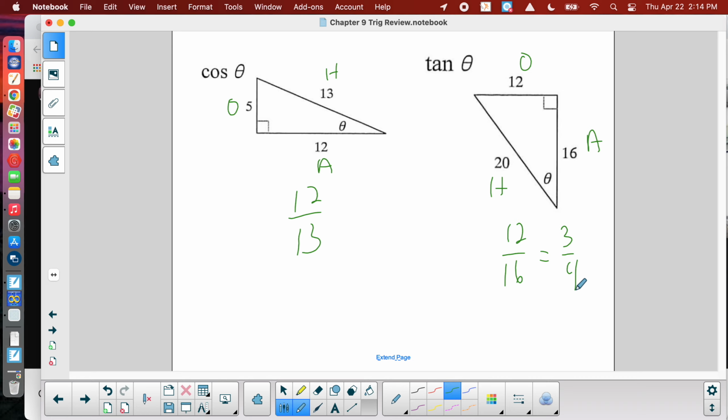So that's how we just set those first problems up. And our first problems tomorrow are going to be the same way. You don't have to solve the angle, you don't have to solve for x, you're just setting it up. Then we get into the solving problems.